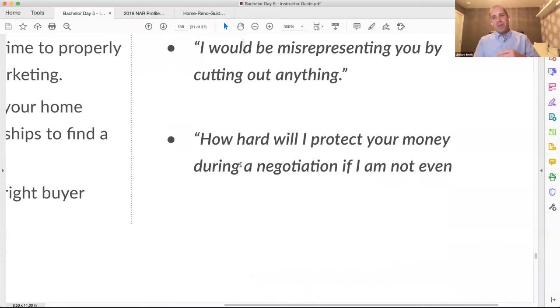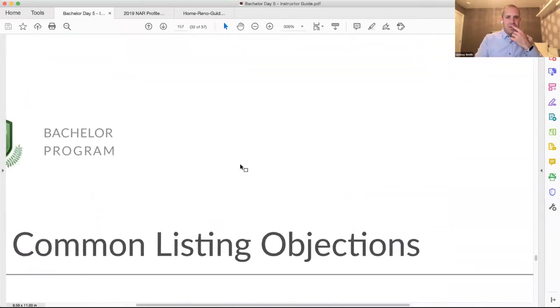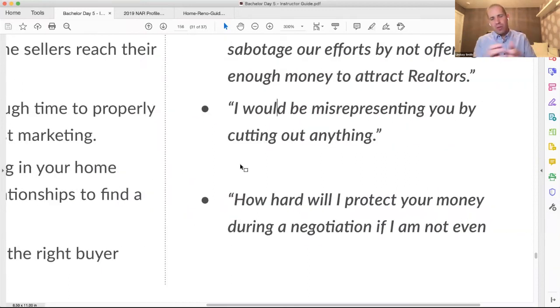And this last one, it looks like it's cut off here a little bit. Doesn't matter. So the last one is, how hard will I protect your money during a negotiation if I'm not even going to protect my own money? And that's another one that's sort of a bit more old school. Lots of people are a fan of it. I'm not personally a big fan of it, but obviously you can see the point that's there.